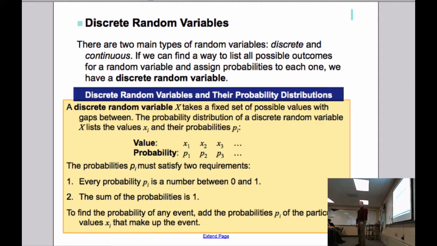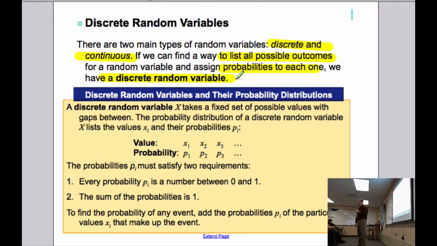In terms of definition, if you want to write something down, just wait a minute. I'll summarize it a little bit better for you. There are 2 main types of random variables, discrete and continuous. These 2 are what I was talking about. If we can find a way to list all possible outcomes, 1, 2, 3, or 4, like flipping the 4 coins, for a random variable and assign probabilities to each one of those, then you have a discrete random variable. So what you just finished with the 4 coins and flipping them, that's a discrete probability.